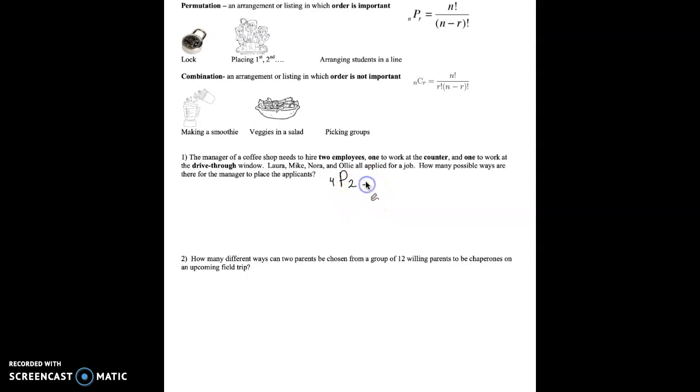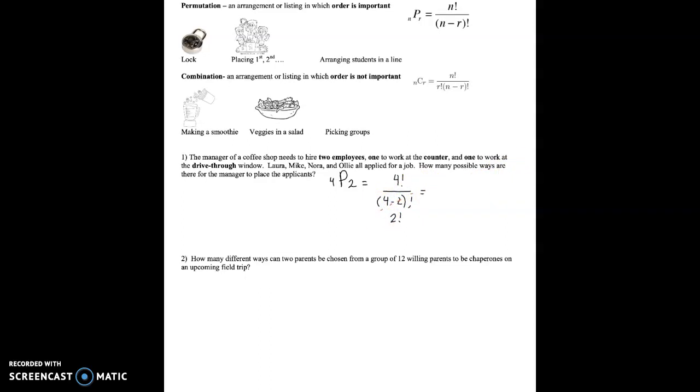I want to show you, because the numbers are small, how to set it up with a formula without using a calculator. So we're going to have 4 factorial over 4 minus 2 factorial. Okay. And what is 4 minus 2 factorial? That's 2 factorial. So I have 4 factorial over 2 factorial. I'm just going to dash this out a little bit if I can.